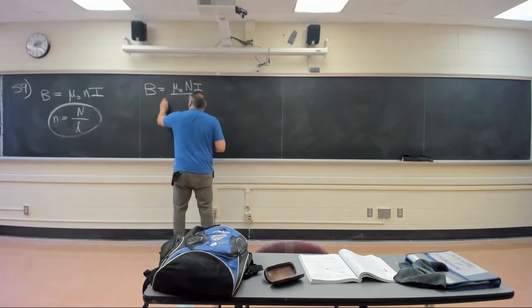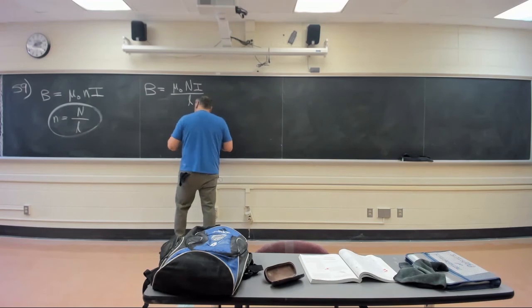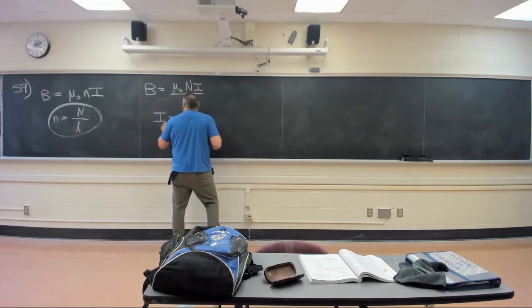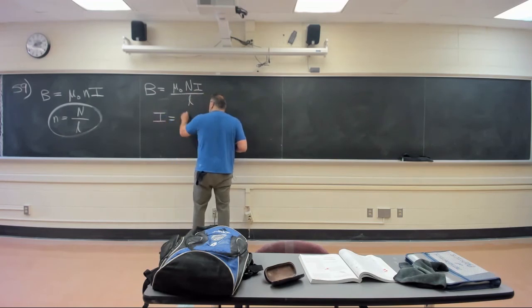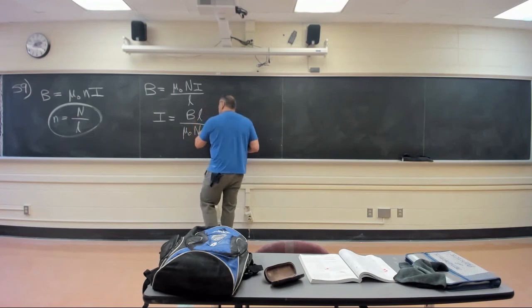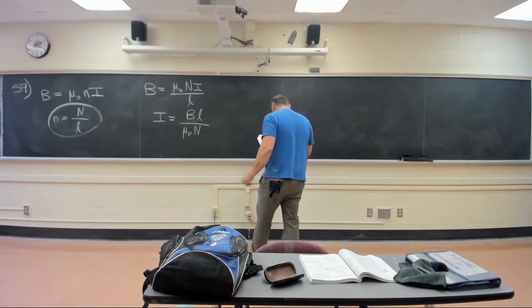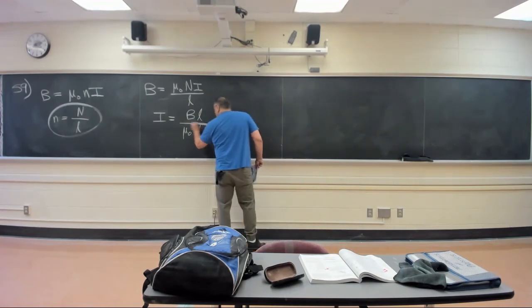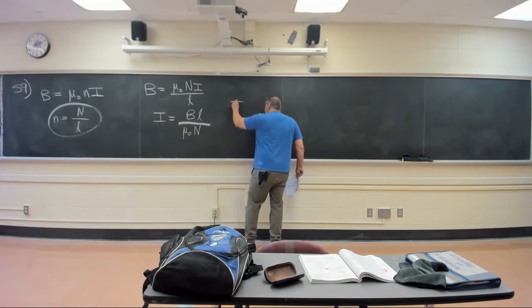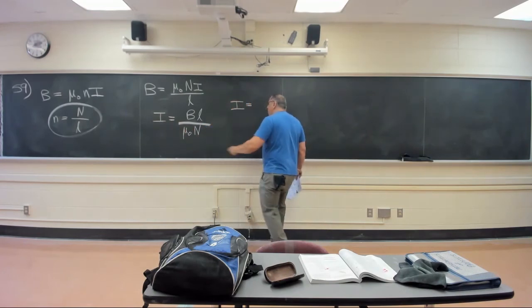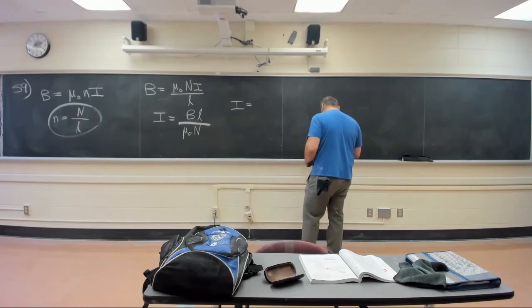Let's solve for I. You multiply by L on each side and divide by mu 0 N. That's it. You're done. Based on the formula, believing the equation that's given to us, believing the equation that we know, that's it.